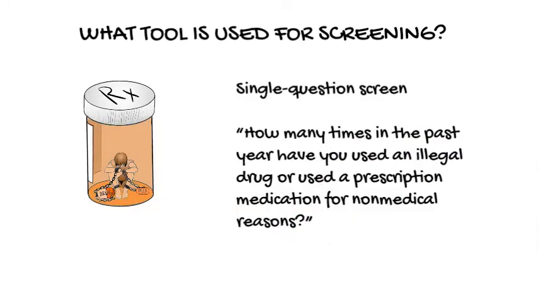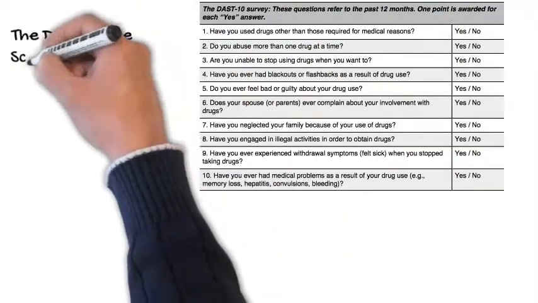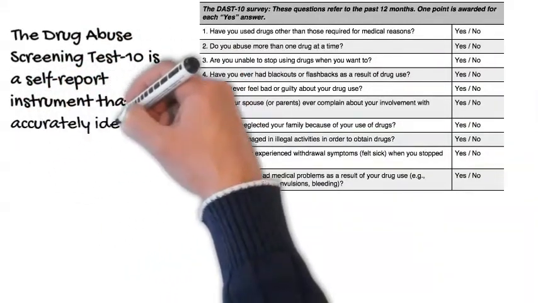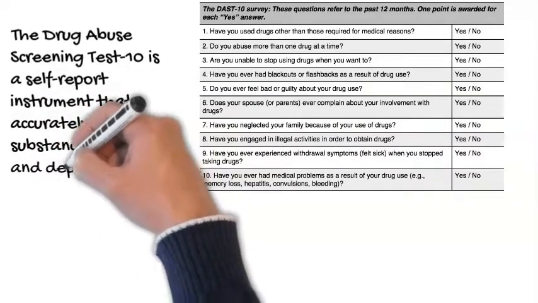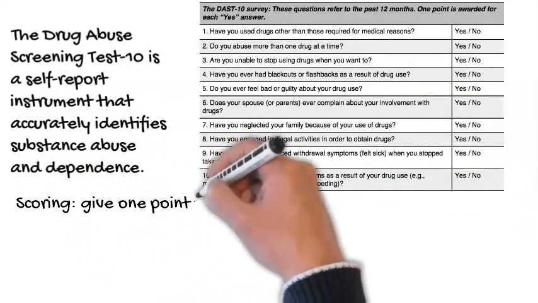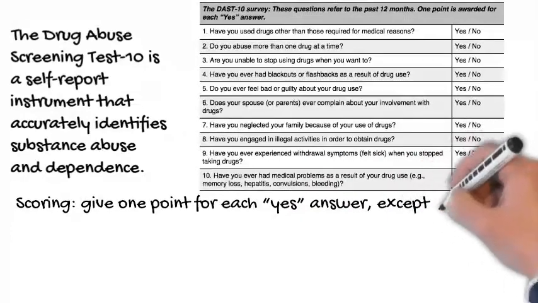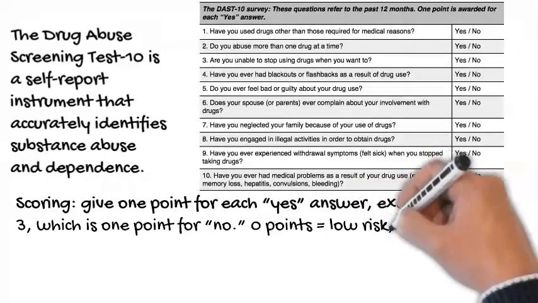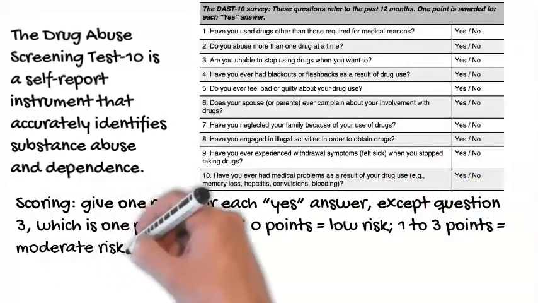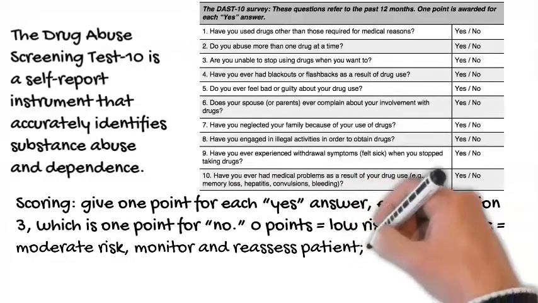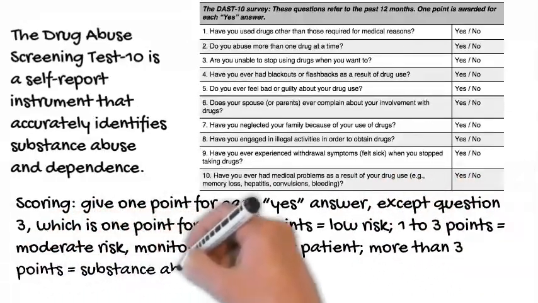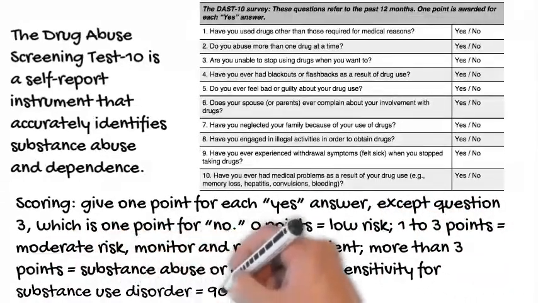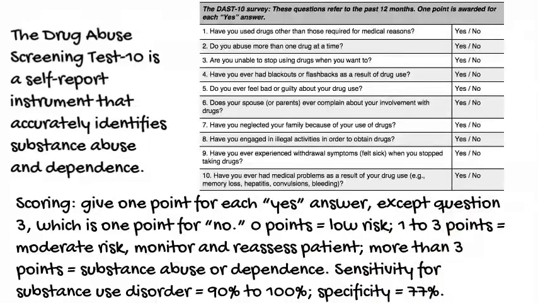medication for non-medical reasons? The Drug Abuse Screening Test 10 is a self-report instrument that accurately identifies substance abuse and dependence. Scoring: give 1 point for each yes answer, except question 3, which is 1 point for no. 0 points equals low risk, 1 to 3 points equals moderate risk, monitor and reassess patient, more than 3 points equals substance abuse or dependence. Sensitivity for substance use disorder equals 90% to 100%, specificity equals 77%.